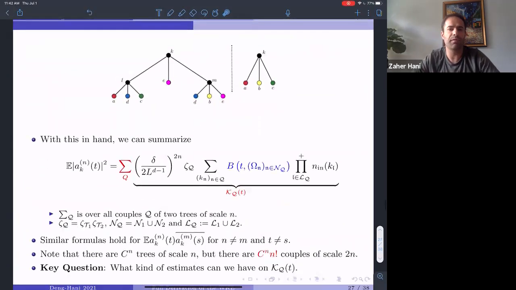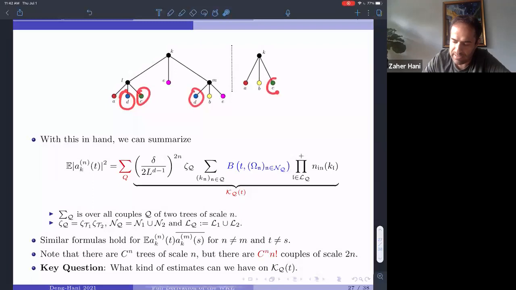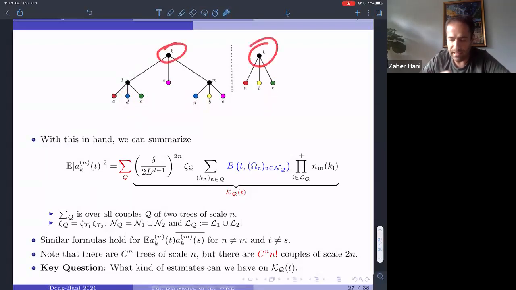So here's an example of a couple. These are two trees. Notice that the leaves of those two trees are completely paired. This red leaf over here is paired with this red leaf over here. So this pairing structure is depicted in this picture using colors. This leaf is paired with this leaf is paired with this leaf, and whenever two leaves are paired, they have to be assigned the same frequency C. The root is always assigned the frequency K.